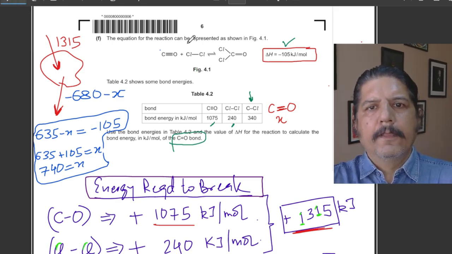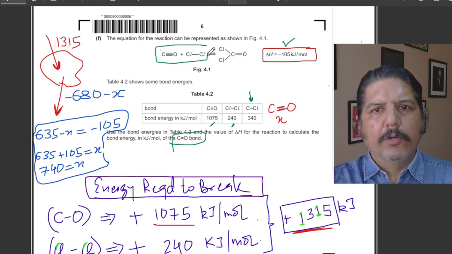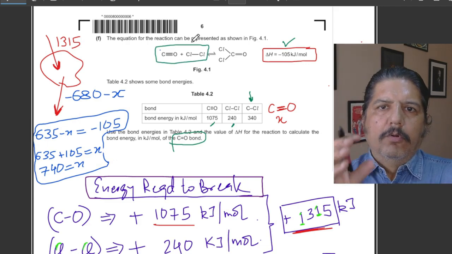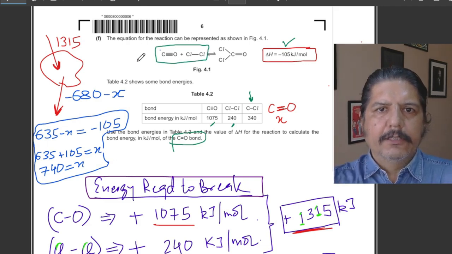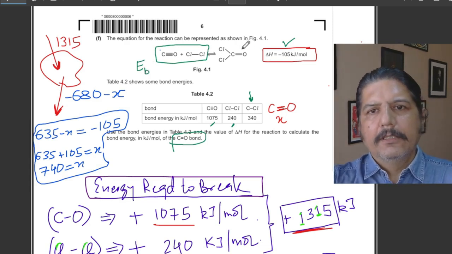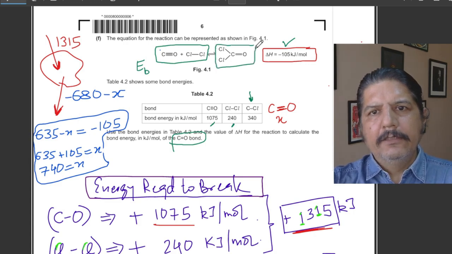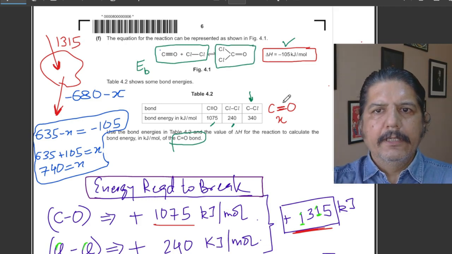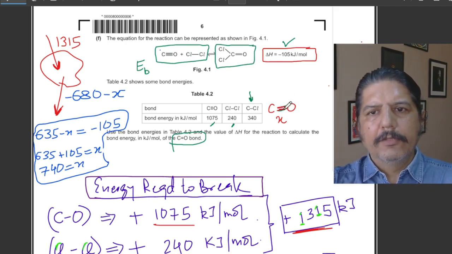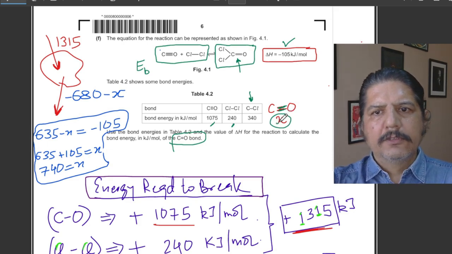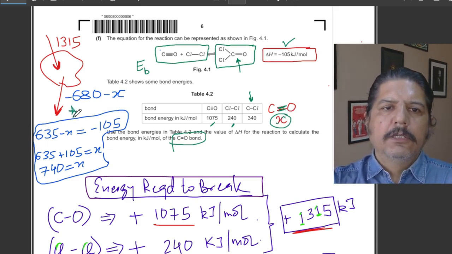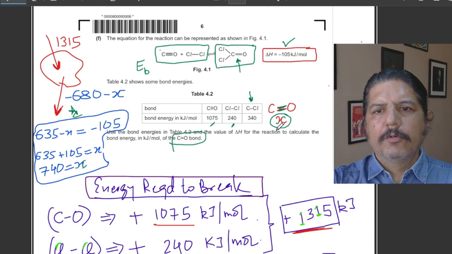The method remains the same. First, we'll calculate the energy required to break the bonds of the reactants. This would be the energy which will have to be put in the system. Then we'll find the energy which is released when the products are formed. And here, like we do in algebra, we'll assume that the bond energy of C double bond O is X. We'll form an equation like this, and then calculate the value of X. The 740 which I have calculated would be put here.